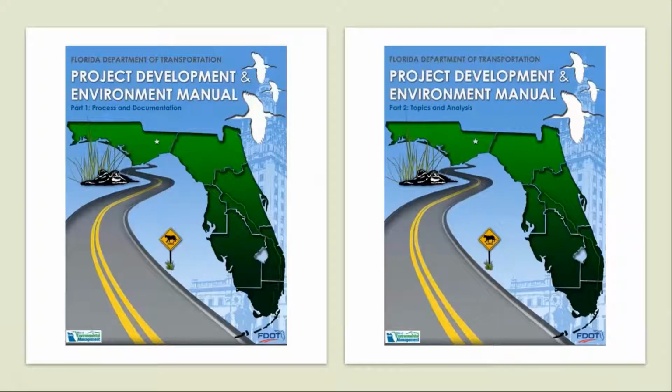The Project Development and Environment, or PD&E Manual, provides procedures on how the department complies with NEPA and other laws, executive orders, and regulations. It provides guidance on how to determine a project's class of action and how to conduct appropriate analysis to demonstrate environmental compliance. Following the manual will ensure compliance with NEPA and other laws, executive orders, and regulations. The PD&E Manual comes in two parts. Part 1 details the process and documentation, and Part 2 details specific topics and how they should be analyzed.